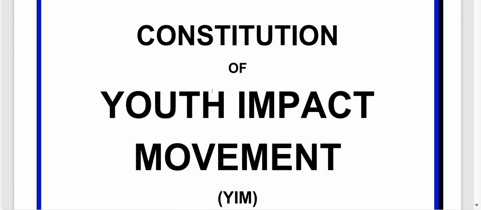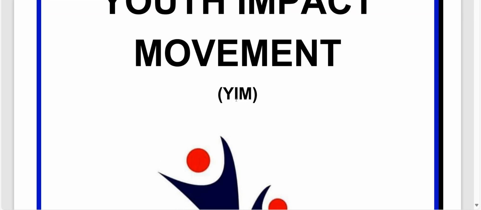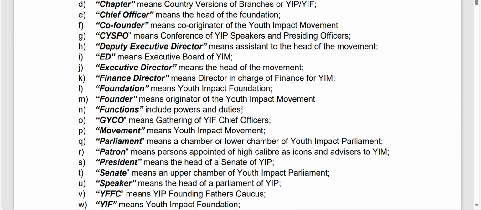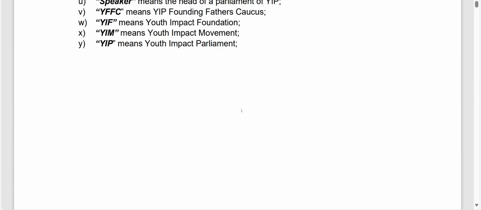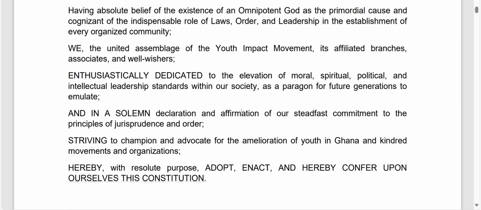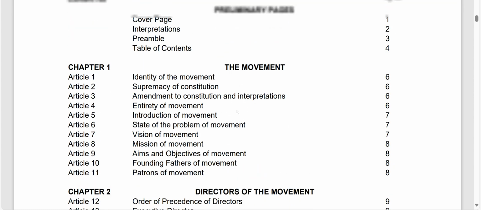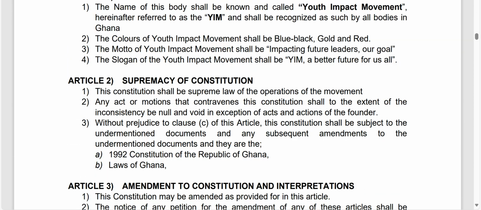So, Constitution of the movement. The movement has a constitution. This is the mother body. Amanor already stated that, and we have interpretations as well. And then this is the preamble. The table of contents are also here.